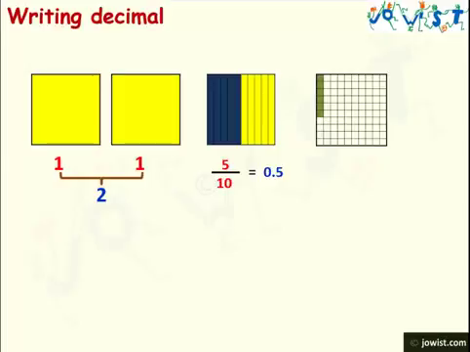And in this figure, we have 6 shaded small squares. Therefore, it can be represented as 6 by 100 equal to 0.06. Let's add 2 plus 0.5 plus 0.06. Adding it together, we have 2.56.